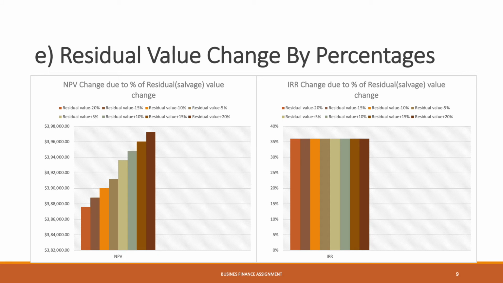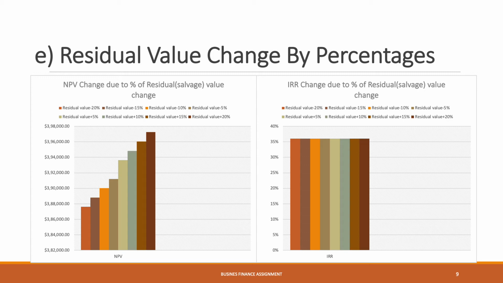The next part of the sensitivity analysis is on the residual value, that is the salvage value of the equipment. For the NPV, we can see that if we are decreasing the cost by -20%, it is the lowest, and when we are increasing the values, the NPV is constantly increasing.